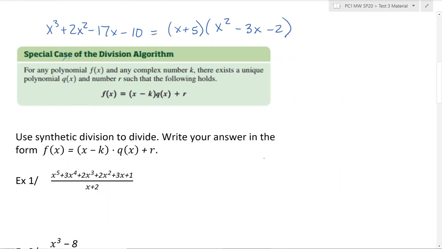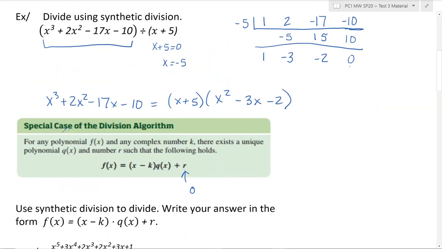Okay, the special case of the division algorithm says for any polynomial f of x and any complex number k, there exists a unique polynomial q of x and number r such that the following holds. F of x is x minus k times the q of x plus the r. And that's where we came up last time, that this was 0 on our problem. Our remainder was 0.